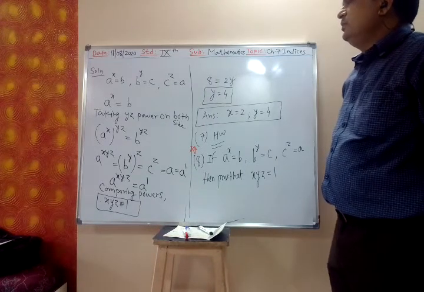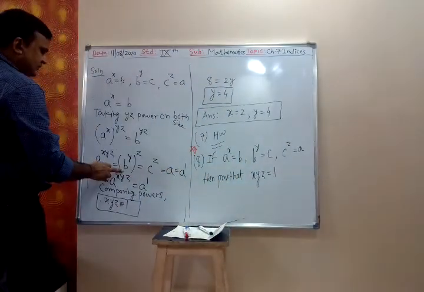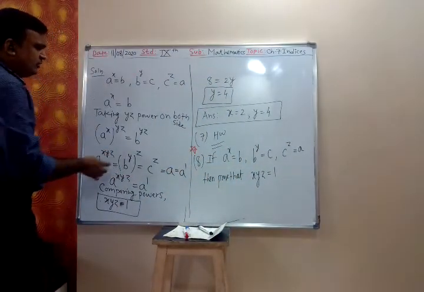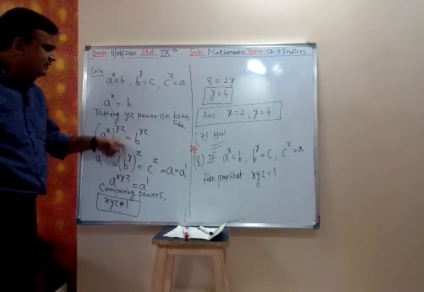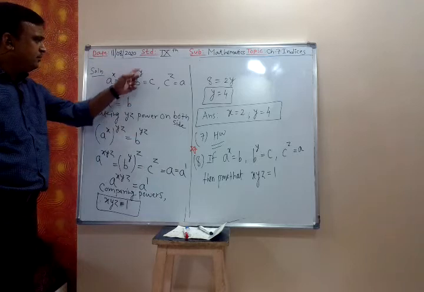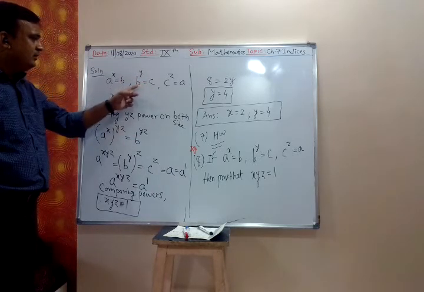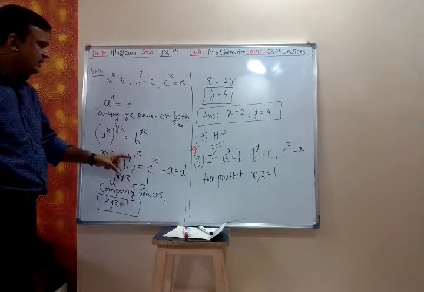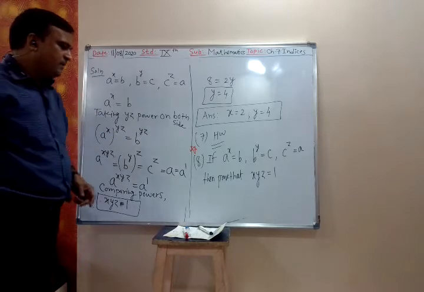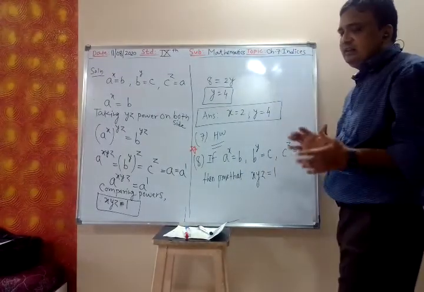Why did I write b raised to y raised to z? Because we know the value of b raised to y. Instead of taking z inside, I have taken y inside and z outside, because b raised to y I can write as c. We are not given the value of b raised to z. So instead of taking z inside, I will take z up and y down. Whatever data is given to us, we have to use that data.